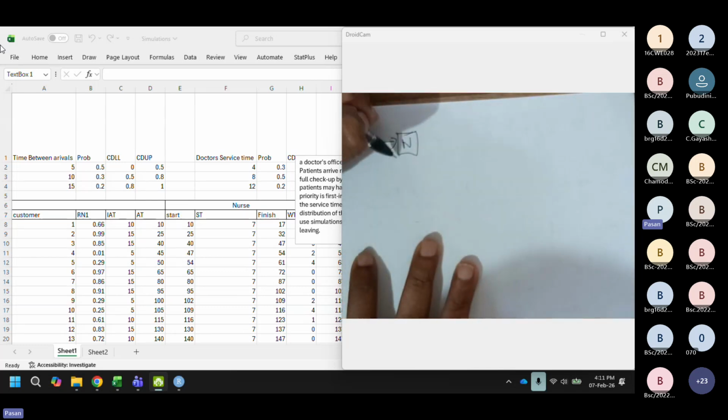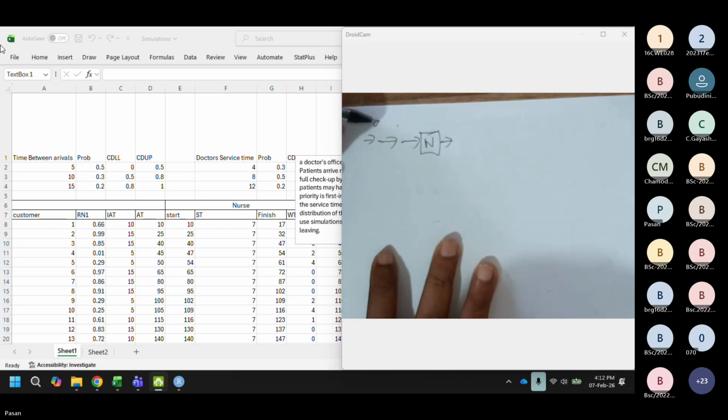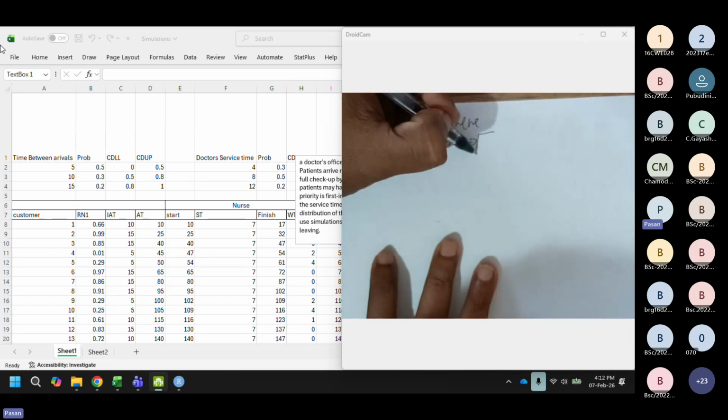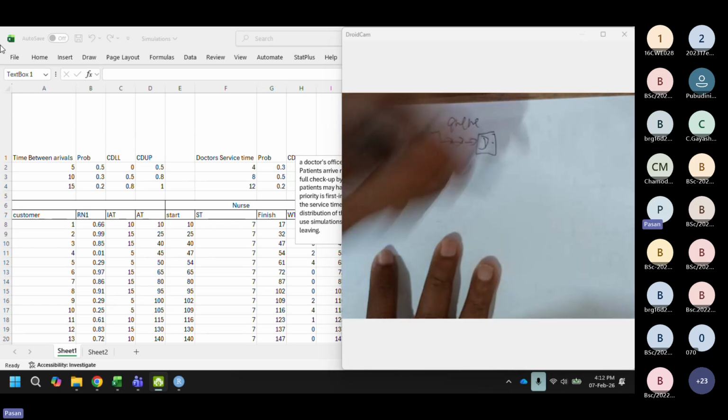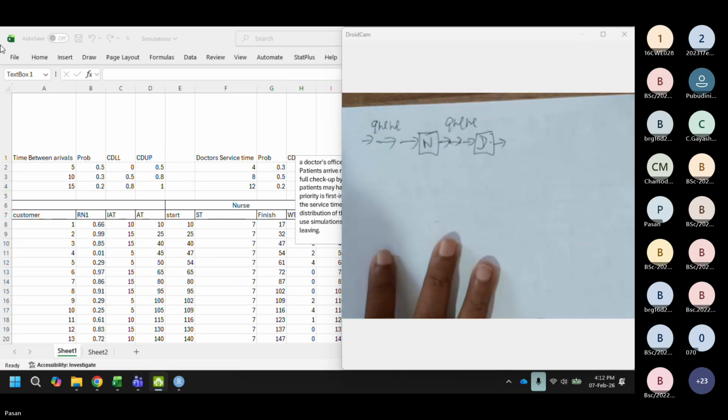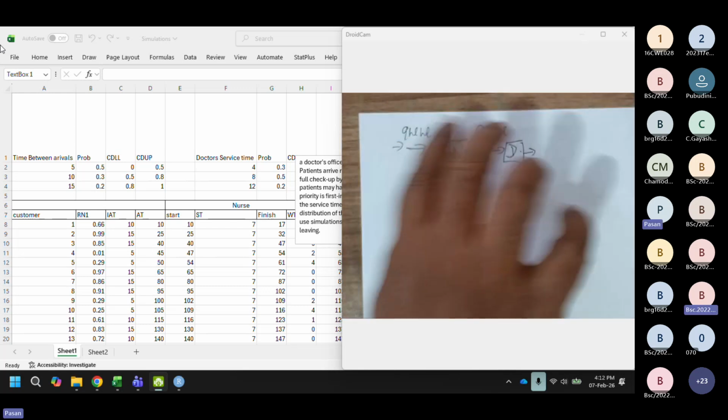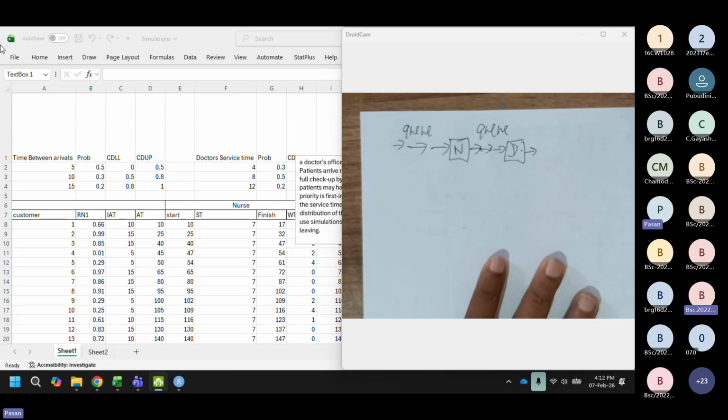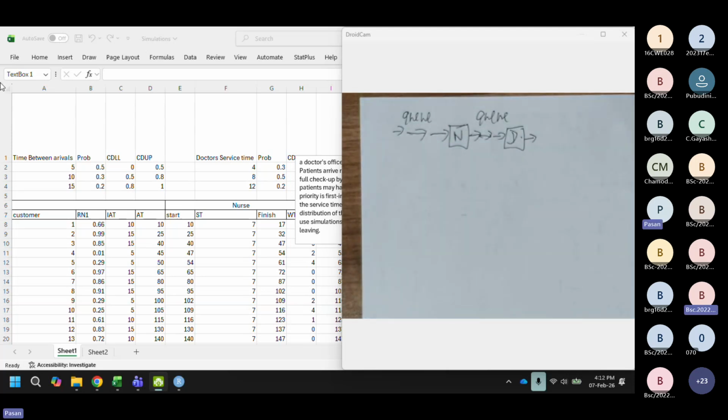And then, they come in and they join the queue, right? As people are coming in, they're going to join a queue here, right? And then they meet the nurse, and then they will be in another queue, right? And then they will meet the doctor, and they go. So basically now you can see they will have two queues here, right? So that's our very simple situation.